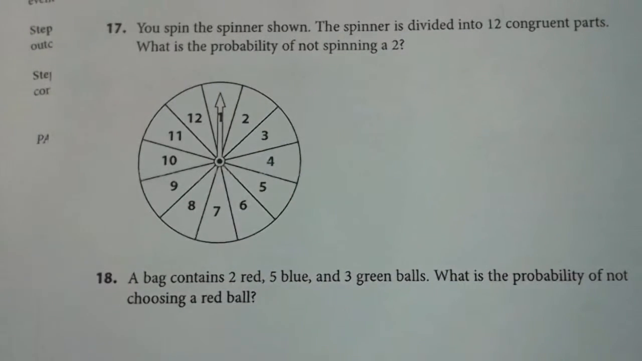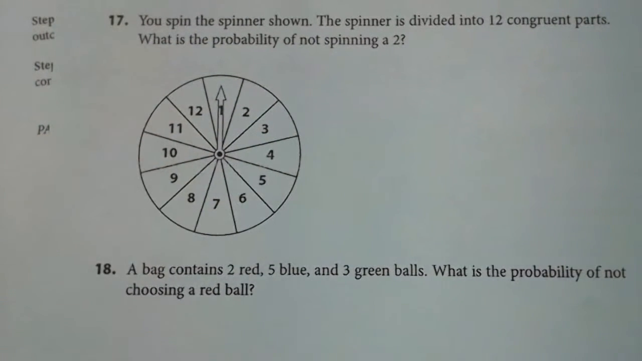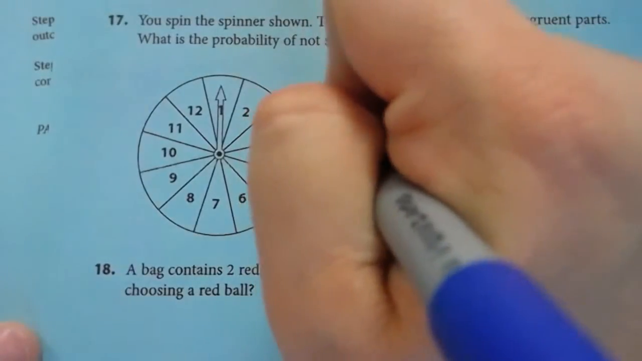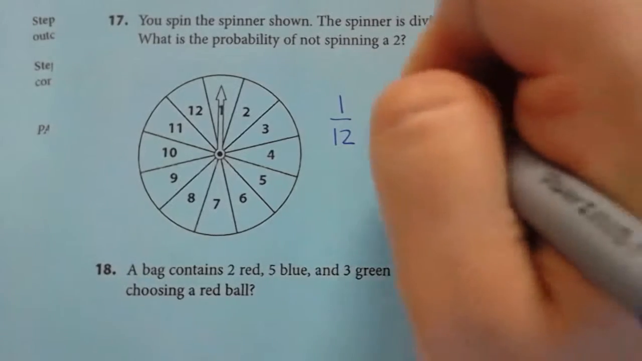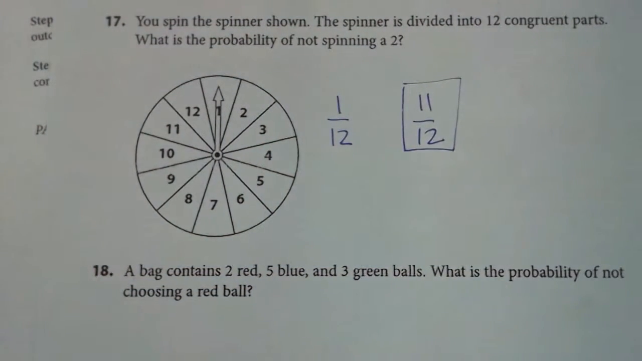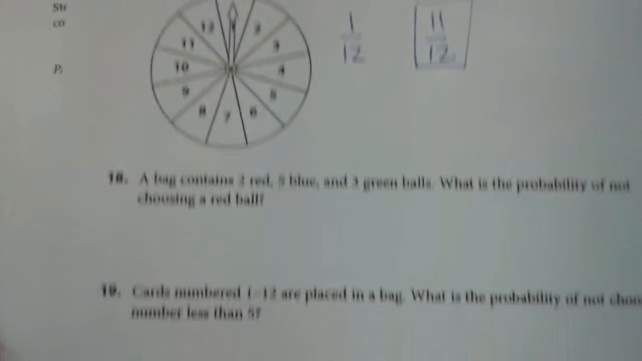Number 17. We have this spinner. Each one of them has an equal amount of space, otherwise it's different. You roll the spinner. What's the probability of not spinning a 2? Well, the probability of spinning a 2 is 1 out of 12, right? So not a 2 would be, look at that, fast and done. Yeah. Try 18.